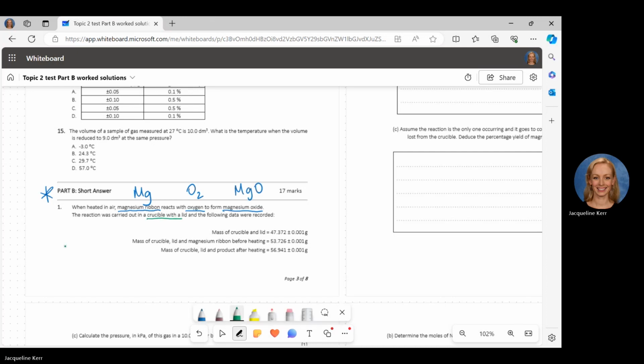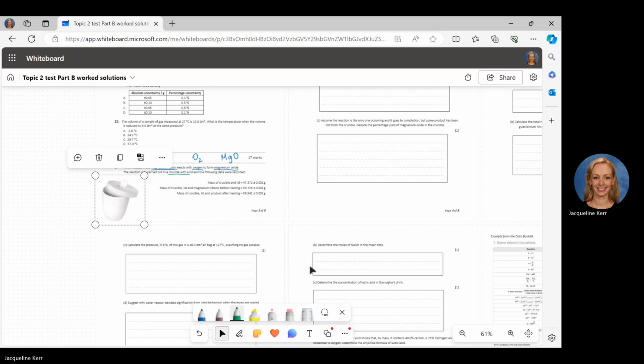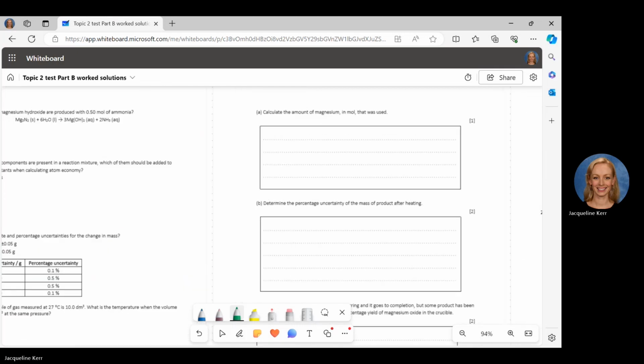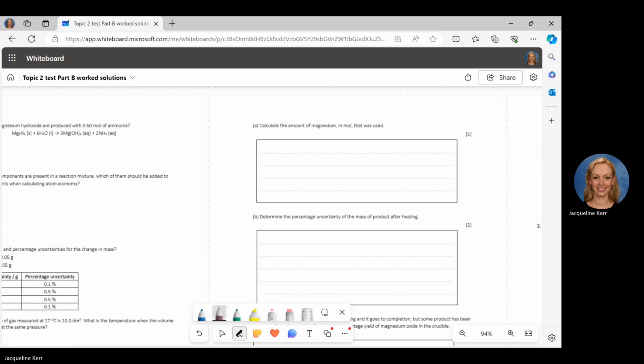If you've forgotten though, this is a crucible, the piece of equipment that we would heat it in over a Bunsen burner on a tripod and gauze. So over quite a strong heat to react. Calculate the amount of magnesium in moles that was used.